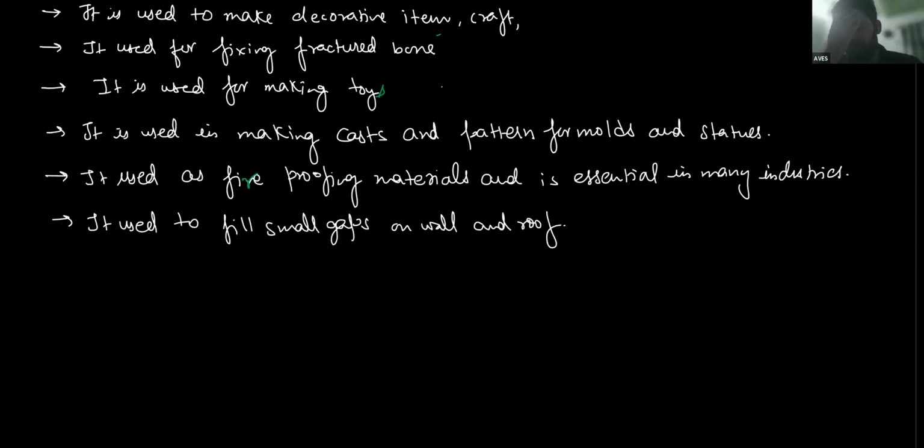Three salts, that is caustic soda, baking soda and bleaching powder, we have discussed. The remaining two are plaster of Paris. One is plaster of Paris.